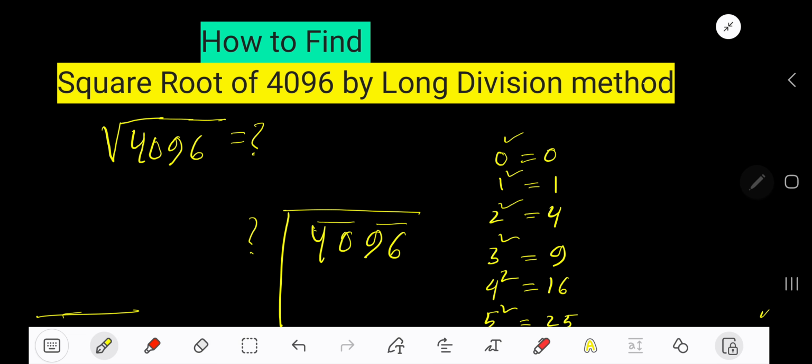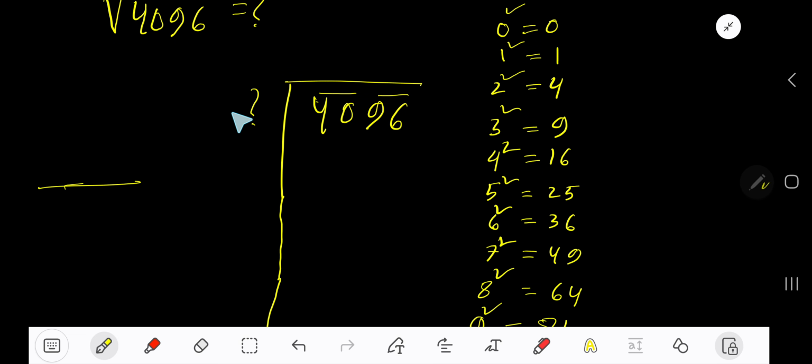Okay, so if you take 7, then 7 squared equals 49, which is greater than 40. So 6 is correct. The same digit will come to the quotient side also. 6 times 6, 36. Subtract, you are getting 4. Bring down the next pair.